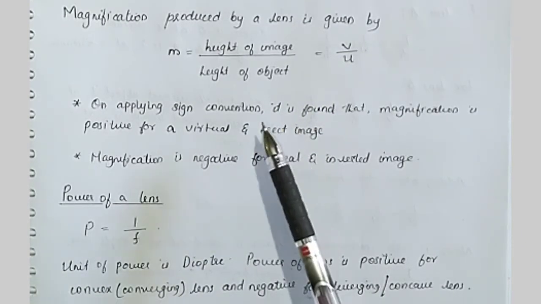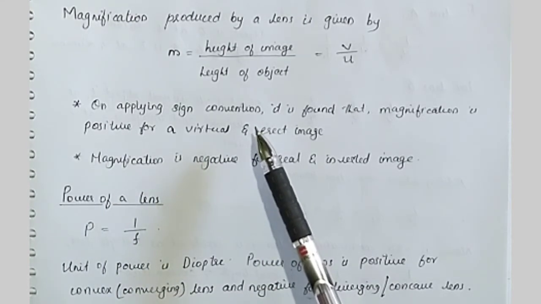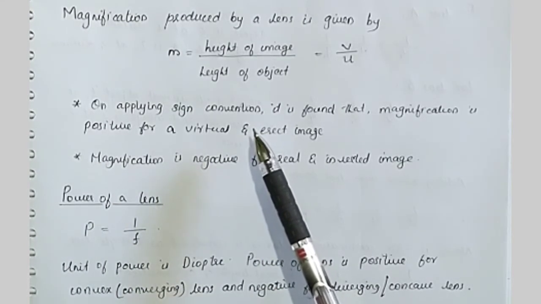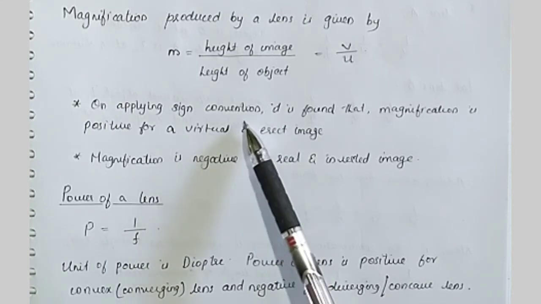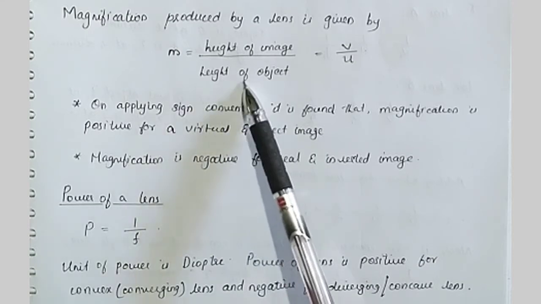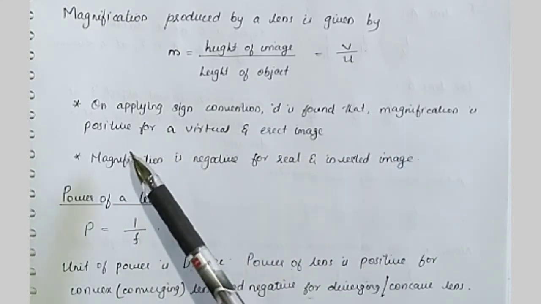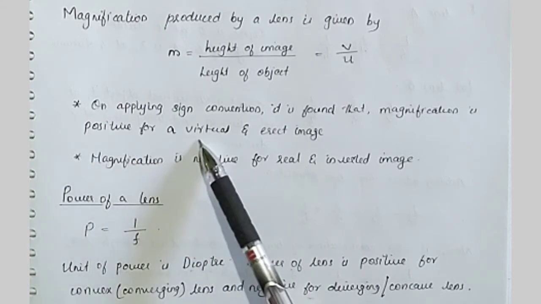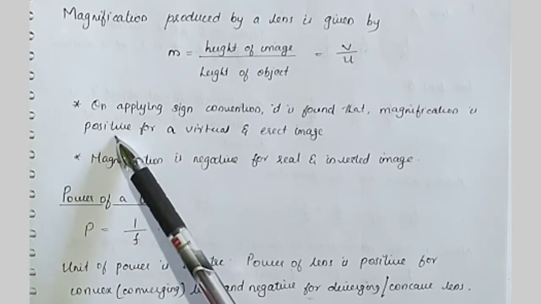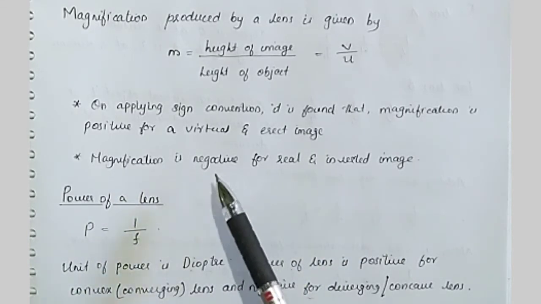And we have to keep in mind that for all the formulas that we use in lens or mirror, we follow the sign convention. So, on following the sign convention for the magnification, we obtain a conclusion that the magnification for a virtual and erect image is positive, and the magnification for a real and inverted image is negative.